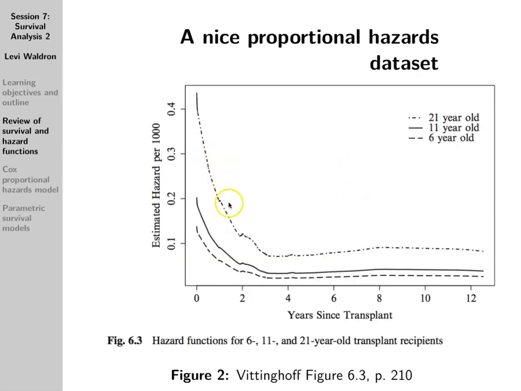In the Wittinghoff dataset, they have another example here of a very nice proportional hazards dataset. And you can see here, this is the estimated hazard per 100,000. You see that it starts high and decreases. But it looks like a pretty constant multiplicative factor. If you were to take any one of these as the baseline hazard, you could multiply it by a constant to get one of these other hazard curves, and a different constant to get the third hazard curve.